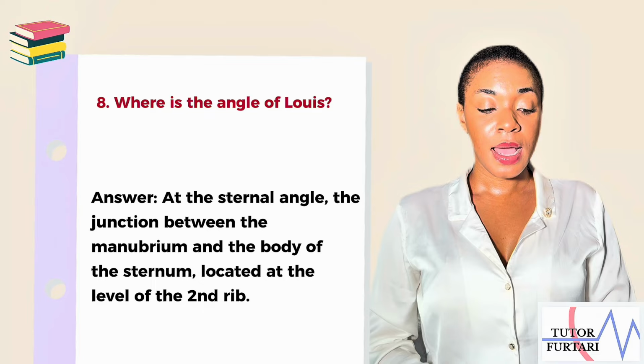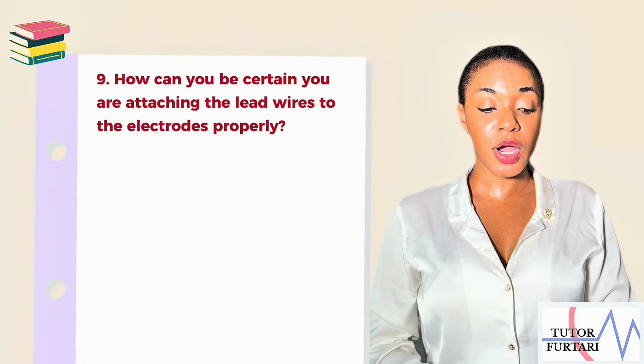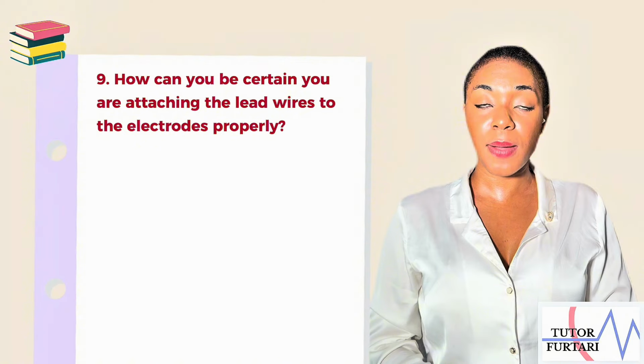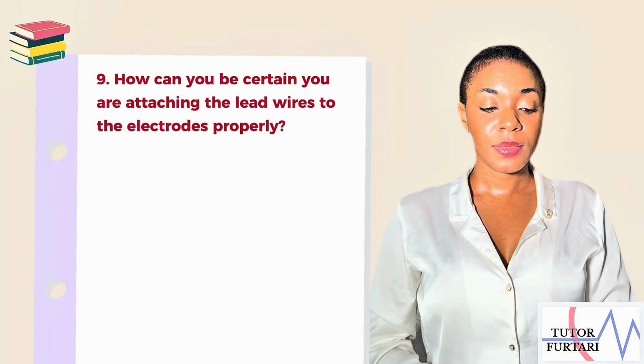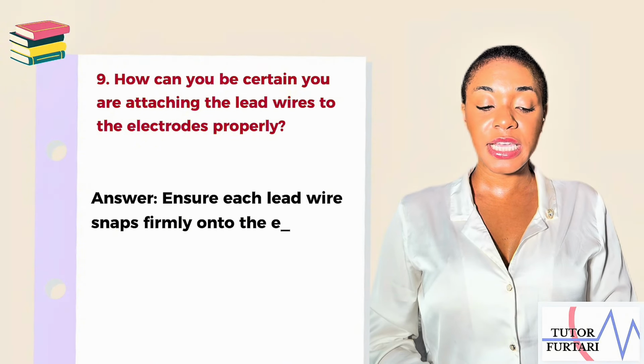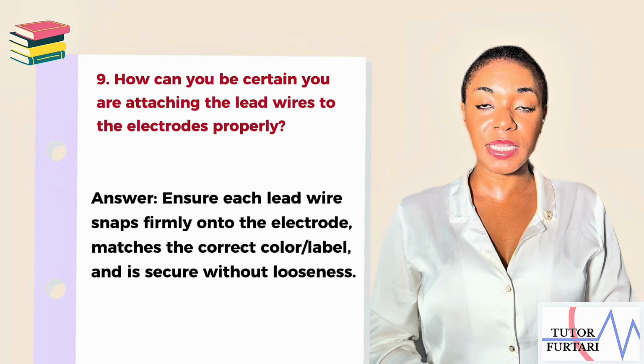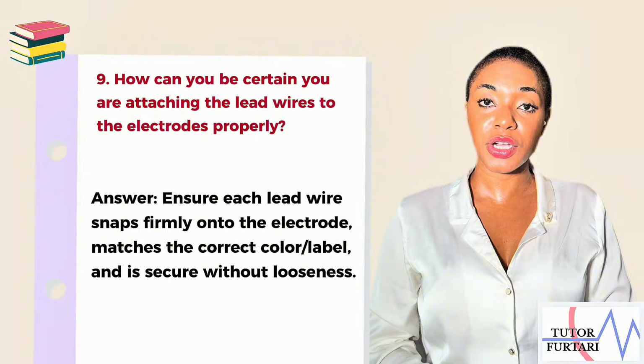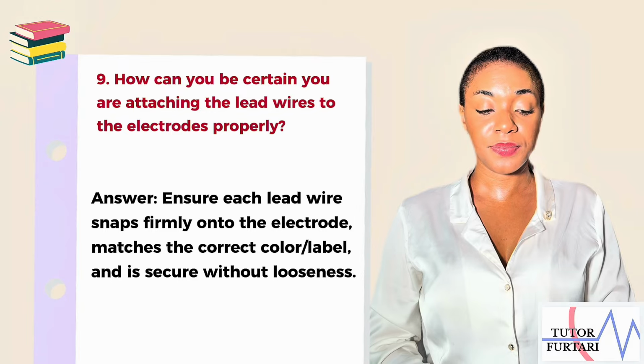9. How can you be certain you are attaching the lead wires to the electrodes properly? Answer. Ensure each lead wire snaps firmly onto the electrode. Match the correct color, label, and is secure without loosening.